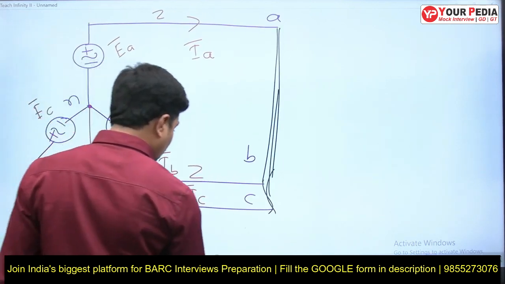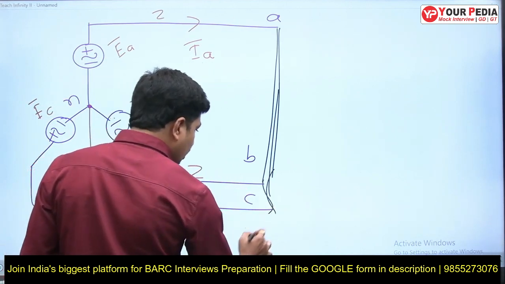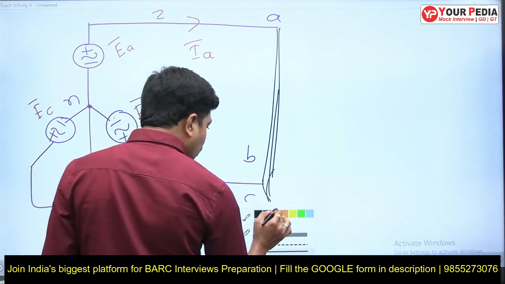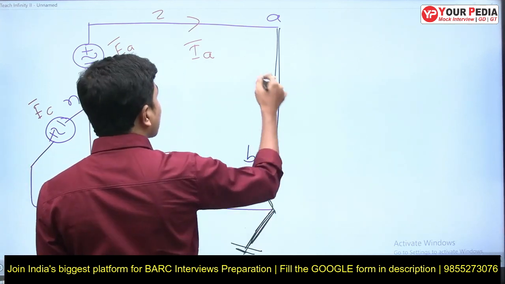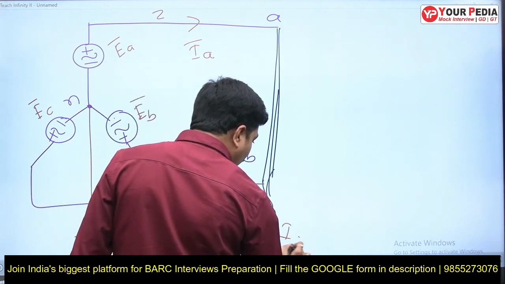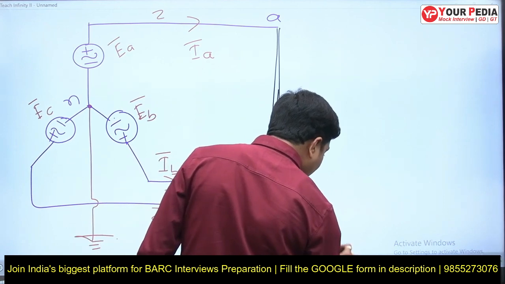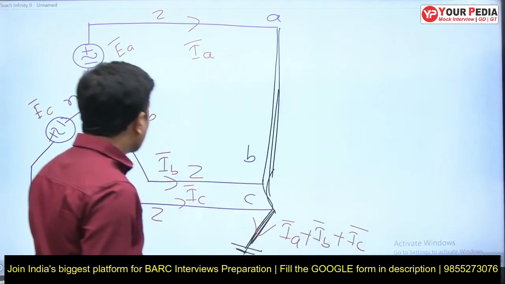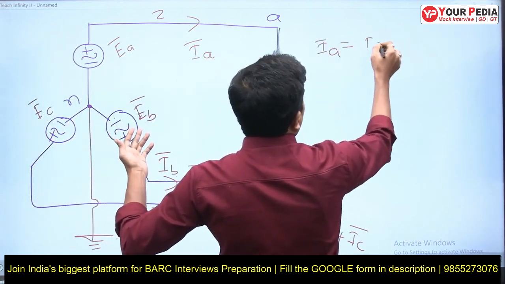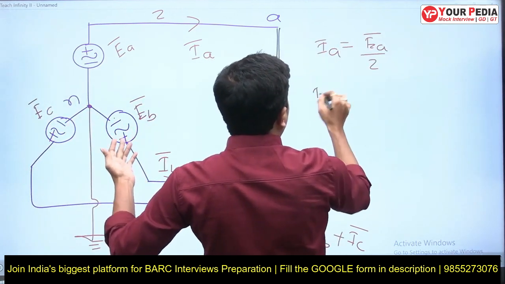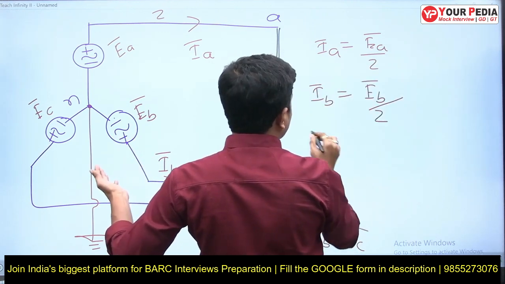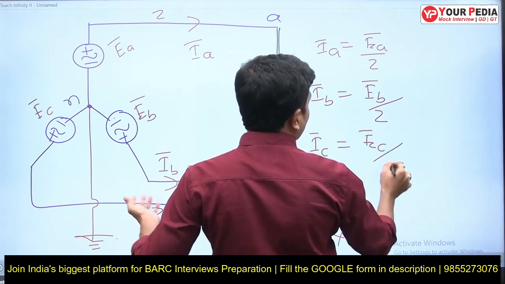Now, if you observe, this is grounding. Observe what should be the current that has to flow in this. This is IA, this is IB, and this is IC. What is this current? IA plus IB plus IC, but three phase. First of all, tell me what is IA. IA is equal to EA by Z, IB is equal to EB by Z, IC is equal to EC by Z.